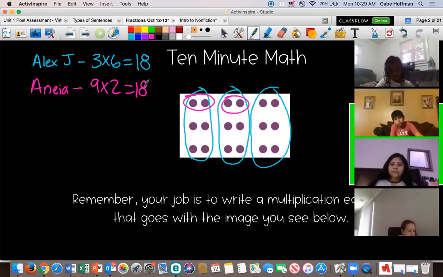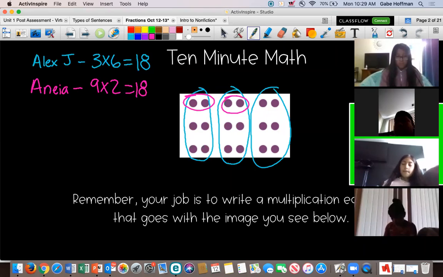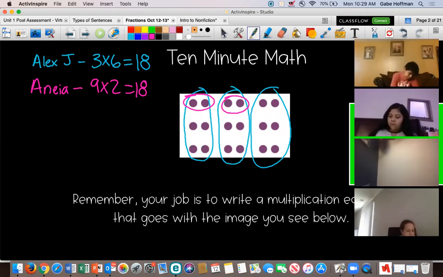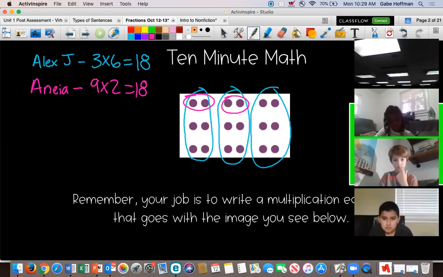All right, did anyone have anything else? I think we covered it. The only other thing we could do is, this would be a kind of crazy way to remember it, 18 groups of 1. I'm not surprised that no one chose that. I do groups of 3.